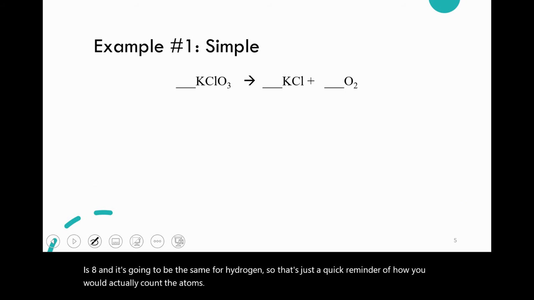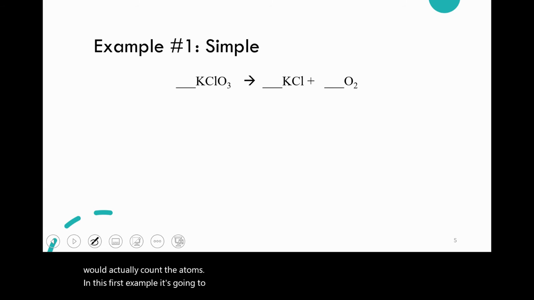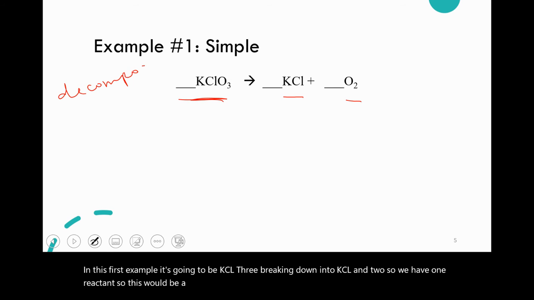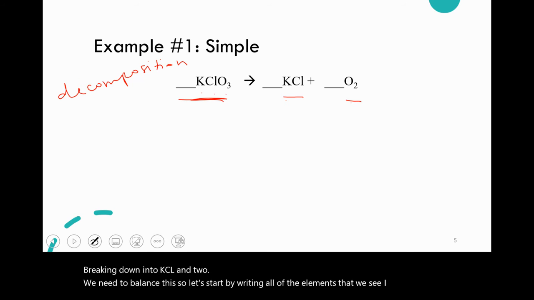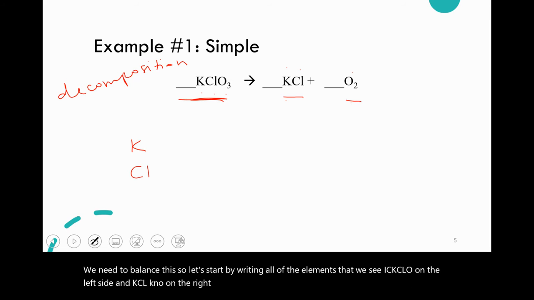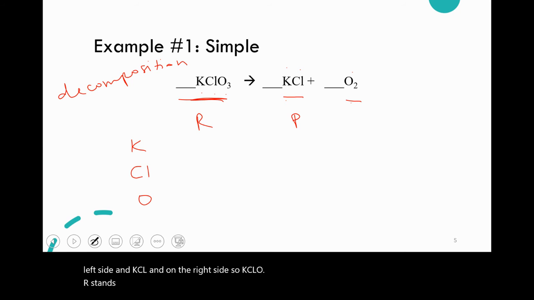In this first example, it's going to be KClO3 breaking down into KCl and O2. So we have 1 reactant, so this would be a decomposition reaction. Breaking down into KCl and O2. We need to balance this. So let's start by writing all of the elements that we see. I see K, Cl, and O on the left side and K, Cl, and O on the right side. So K, Cl, O. R stands for reactant side, P stands for product side.